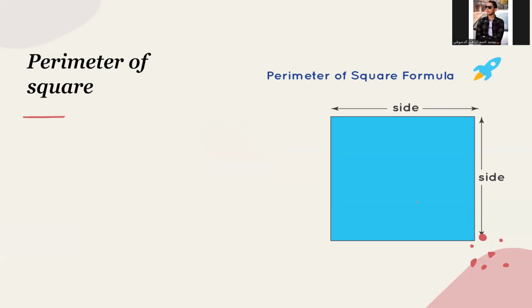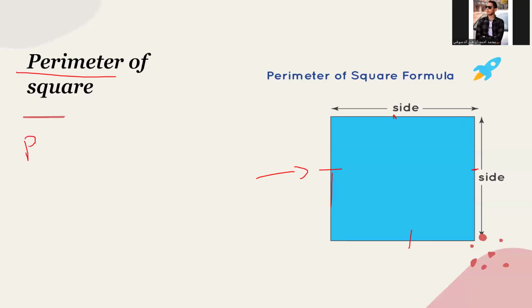So for this square, this side and this side are equal, and also these two sides. For the perimeter, we understood that the perimeter is the total distance for a closed plane figure. So this is a closed figure because all the sides are connected to each other. Okay. So for the perimeter, we add the sides to each other.